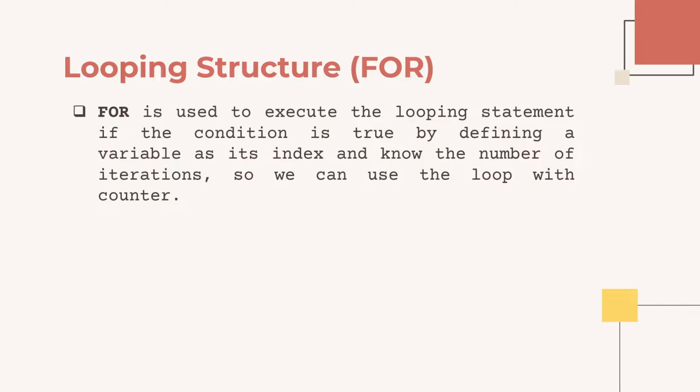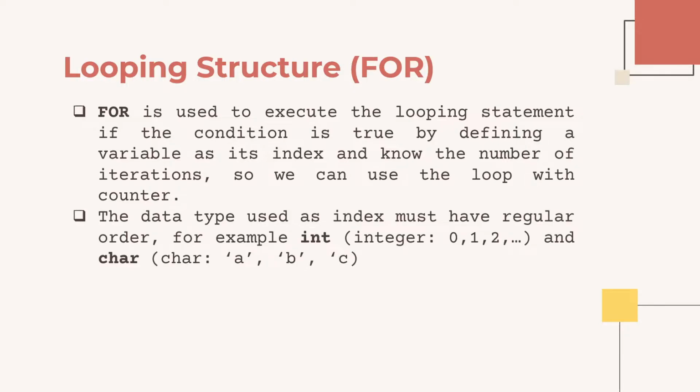For is used to execute the looping statement if the condition is true by defining a variable as its index and knowing the number of iterations. So we can use the loop with a counter. The data type used as index must have regular order. For example, integer from 0, 1, 2, and so on. And we can use the char data type like A, B, C, and so on.